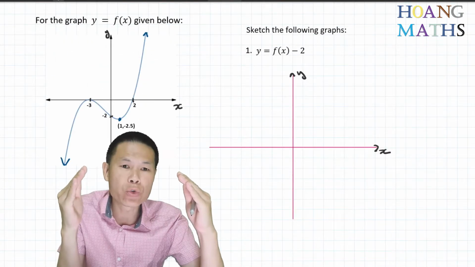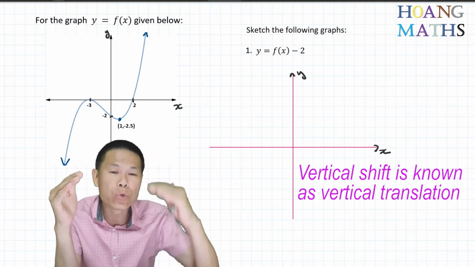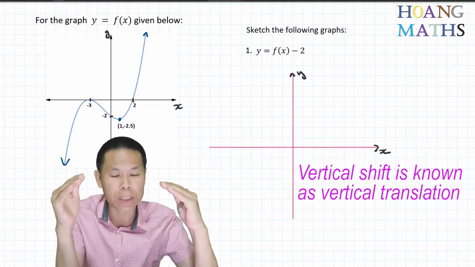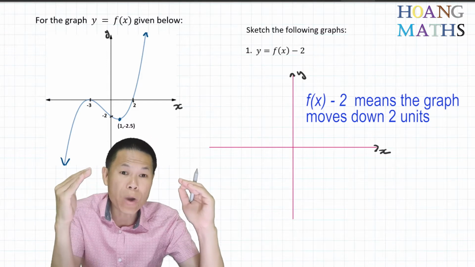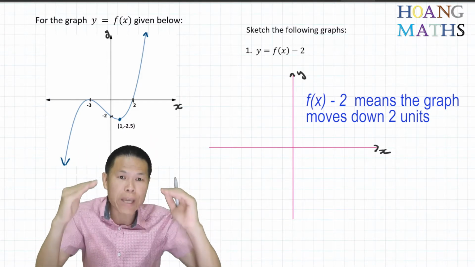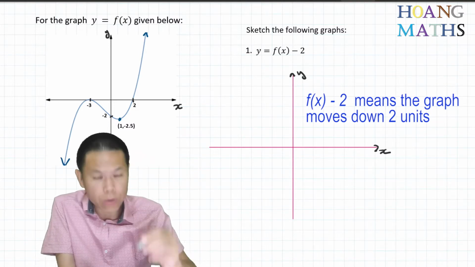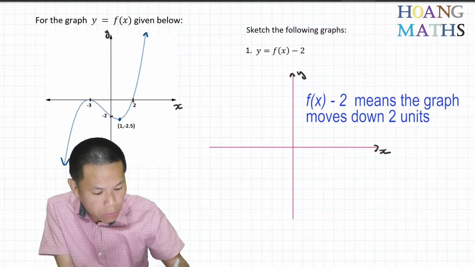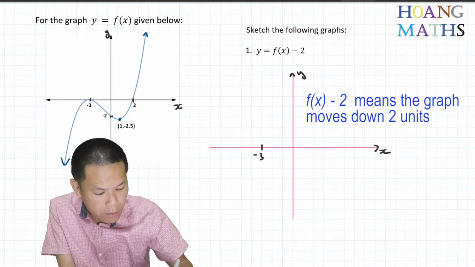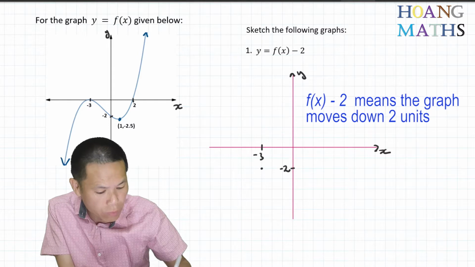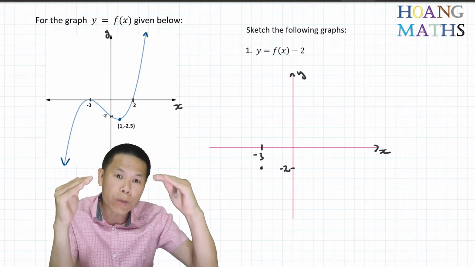So f of x minus 2 means it's a vertical shift, okay? Minus 2 means it moves down 2 units from the original function, that's all. To graph y equals f of x minus 2, the original graph just shifts down 2 units. So the turning point, negative 3, 0, moves down 2 units. That becomes negative 3, negative 2. And then the y-intercept at negative 2 moves down 2 units.